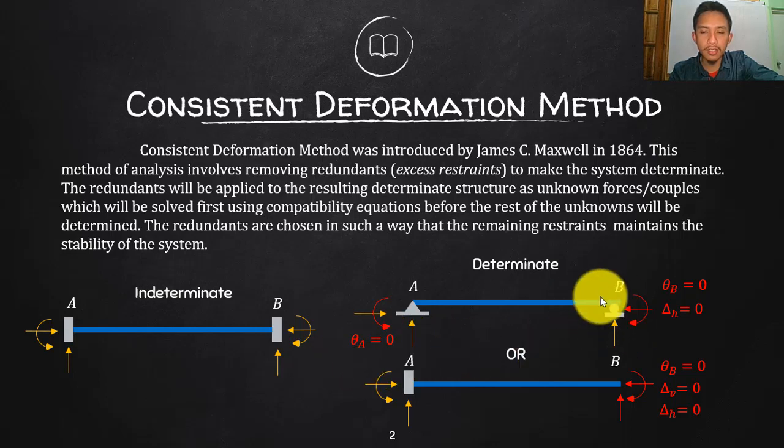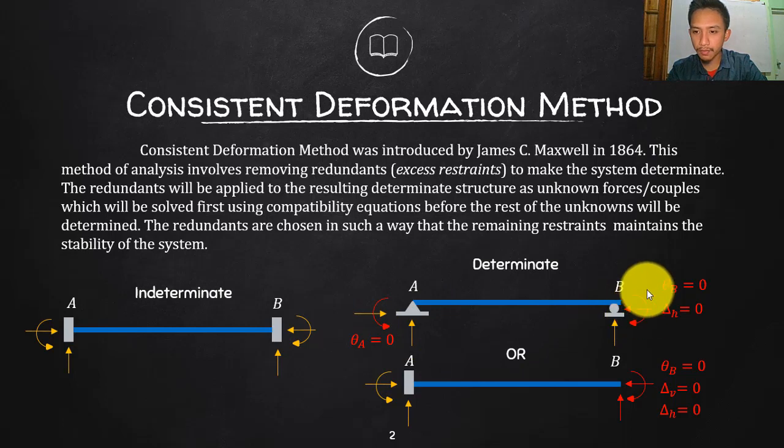But for me, to make it simpler, why not remove the two moments and one of the horizontals, so that this will be my resulting determinate structure. So what do I have here? If I remove the moment here, of course that will not be fixed anymore. If I remove the moment there, that will now become a pin, since that is just supporting horizontal and vertical restraint, or horizontal and vertical motion. So this will become a pin.